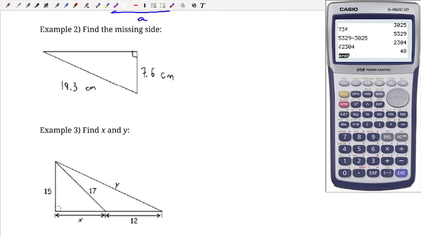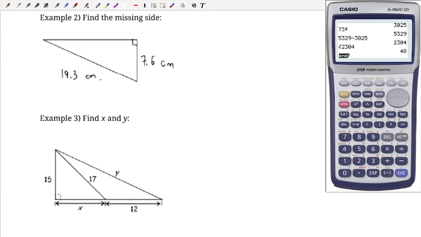So example number 2, find the missing side. This time my triangle is turned around, but I can still identify that the longest side is going to be c, and this side can be a or b, doesn't matter. I'm going to call it b in this case just because, and call this a just to change things up a little bit. So again, I'm going to use a squared plus b squared equals c squared. This time I don't have a, so I'm going to leave that as a squared. I have b as 7.6 squared and c as 19.3 squared.